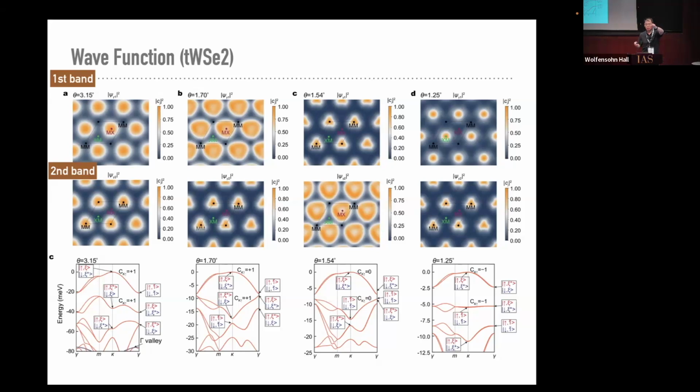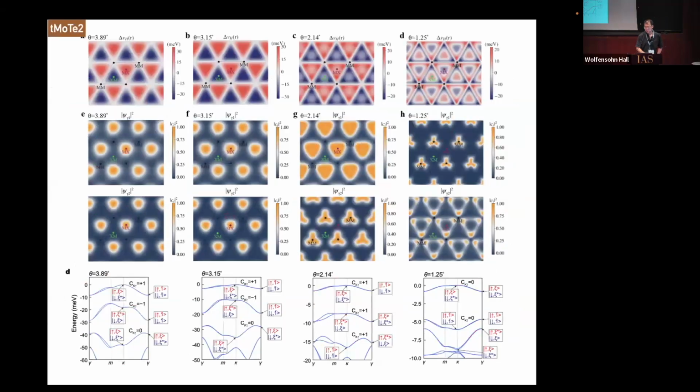And here, the way the system switches the C3 eigenvalue is by going to a different high symmetry point in the moiré Brillouin zone. So what I'm telling you is that our calculation is consistent with the Chern number change, but I still haven't answered the question.